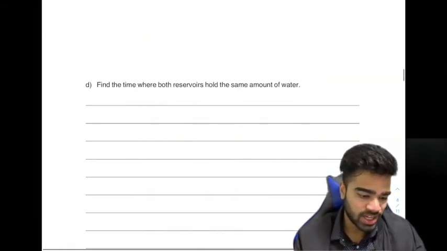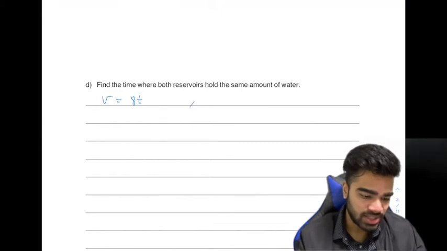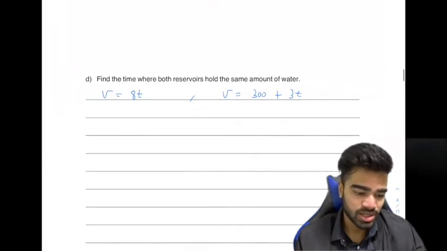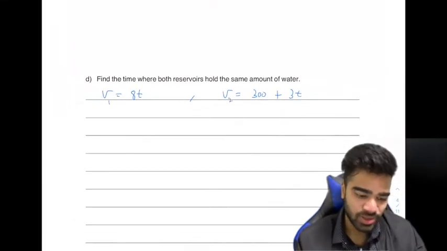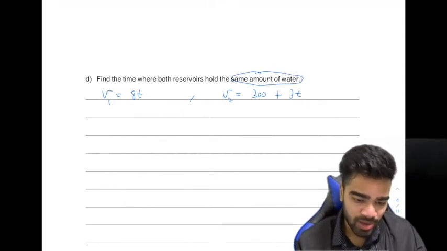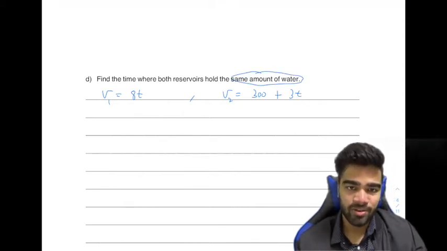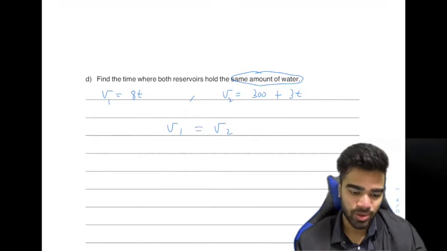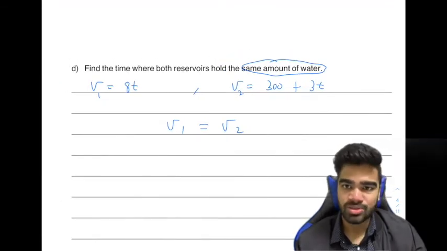But our actual equations are this: v is equal to 8t and v is equal to 300 plus 3t. Those are our two volume equations. So it's asking, okay, V1 then V2, let's say. It's asking time where both reservoirs hold the same amount of water. What the same amount of water means is the volume in the first reservoir should be the same as volume in the second reservoir, right? So that's it. And then we need to solve for time, okay?